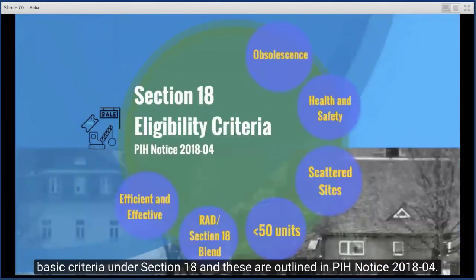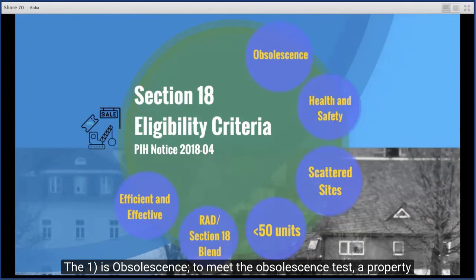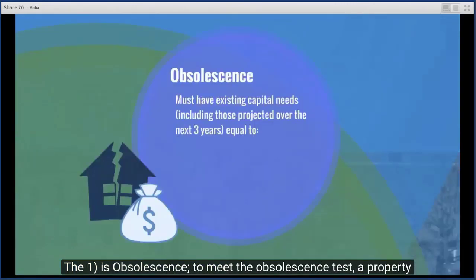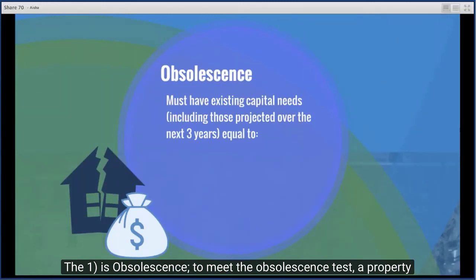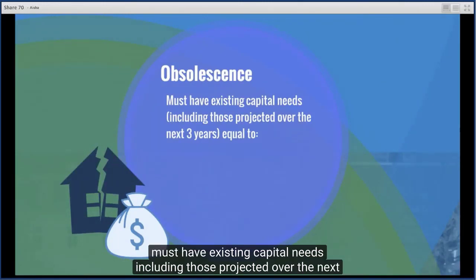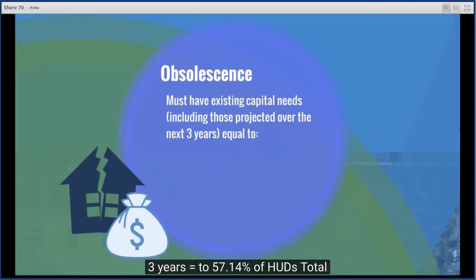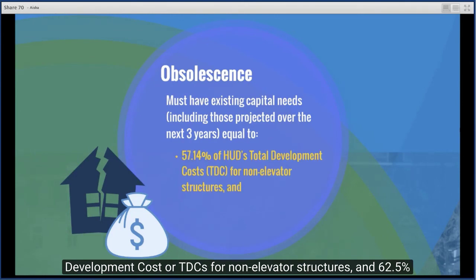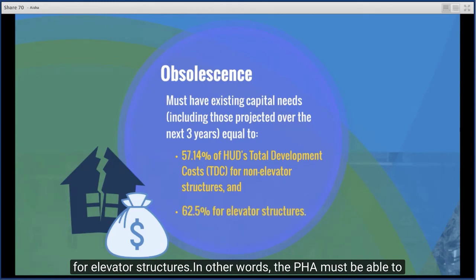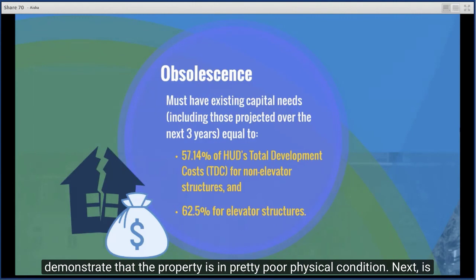There are 6 basic criteria under Section 18, and these are outlined in PIH Notice 2018-04. The first is obsolescence. To meet the obsolescence test, a property must have existing capital needs, including those projected over the next 3 years, equal to 57.14% of HUD's total development cost, or TDCs, for non-elevator structures and 62.5% for elevator structures. In other words, the PHA must be able to demonstrate that the property is in pretty poor physical condition.